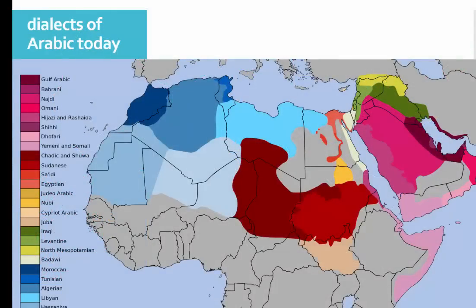And this map breaks it down even further by showing us the multiple dialects of Arabic that are used today. Again, as I pointed out in the textbook, Arabic is a macro language with numerous dialects that are being used. So when it comes to the written form, Classical Arabic is standard, but the spoken form of Arabic has multiple dialects.